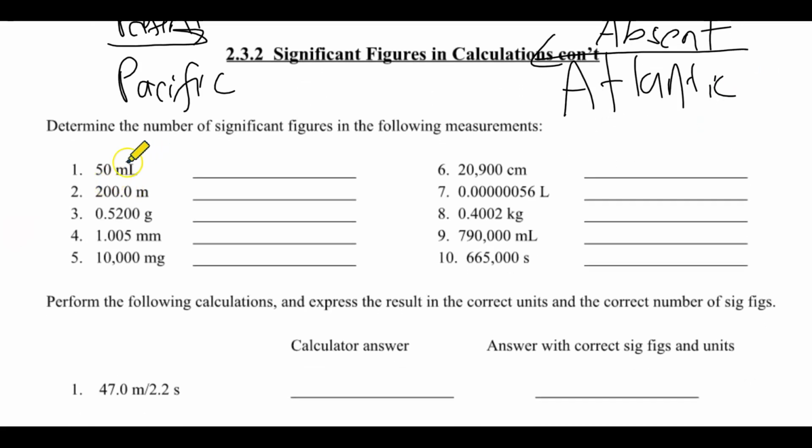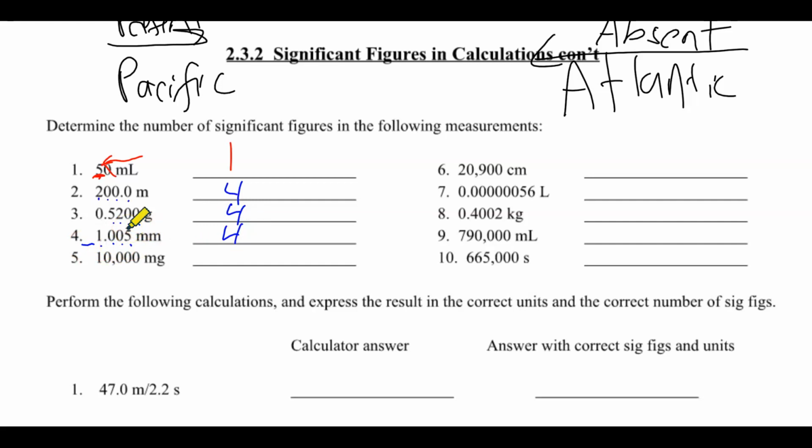Okay, number 1, determine the number of SigFigs in the following measurements. Okay, absent, Atlantic, count from the first non-zero, 1 SigFig. Present, Pacific, count from the first non-zero. 1, 2, 3, 4 sig figs. Once you start counting, you gotta keep counting. Present, first non-zero from the Pacific. 1, 2, 3, 4. Once you start counting, you gotta keep counting. All those trailing zeros count. Present, Pacific. 1, 2, 3, 4.